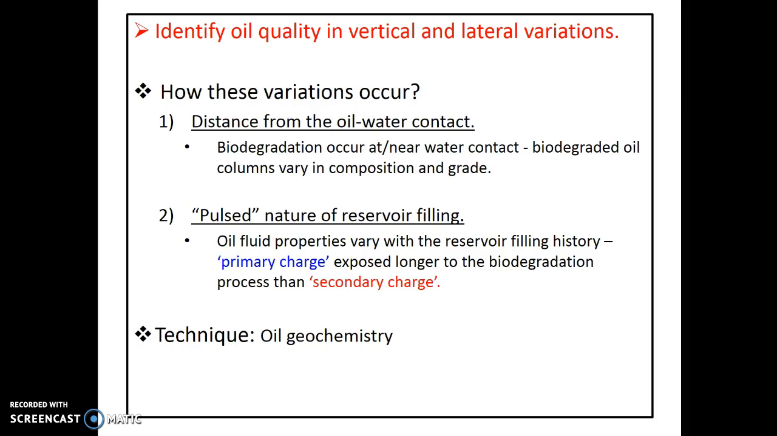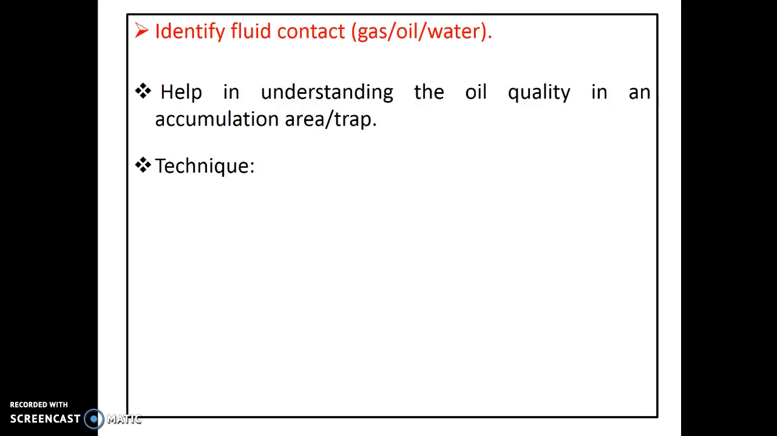So the primary charge may be more biodegraded than the secondary charge because it has been subjected to in-reservoir biodegradation for a longer period than the secondary charge. Thus, both reasons may cause vertical and lateral variations of fluid properties. The technique used to solve this problem is oil geochemistry. It's just the same thing as oil biomarker analysis.